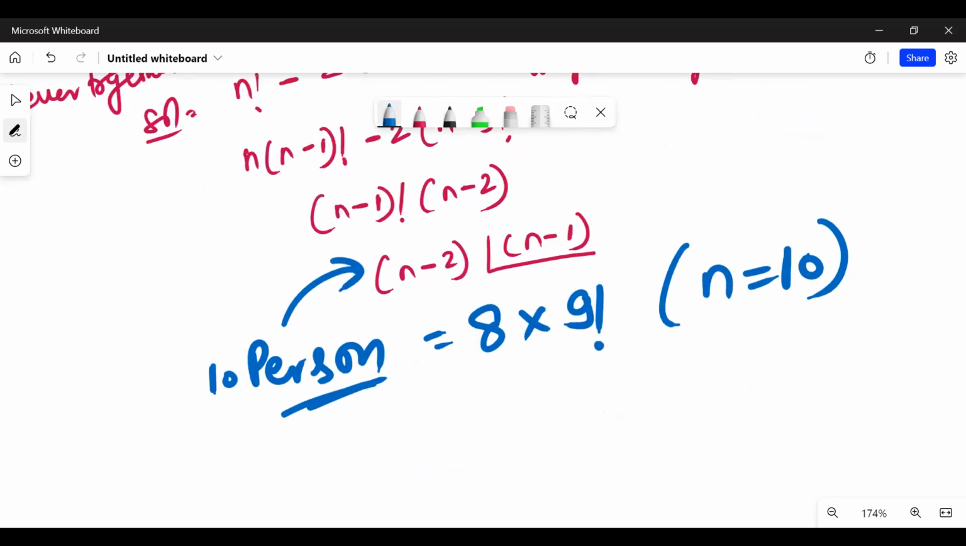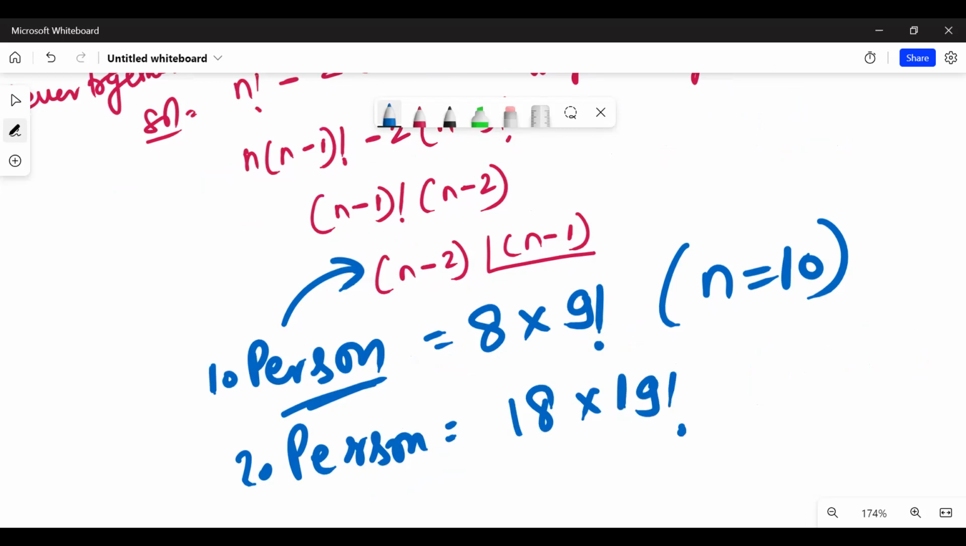If I give you 20 persons, then your answer would be what? 18 into 19 factorial. Any doubt? Got it, everyone? Yes, sir.